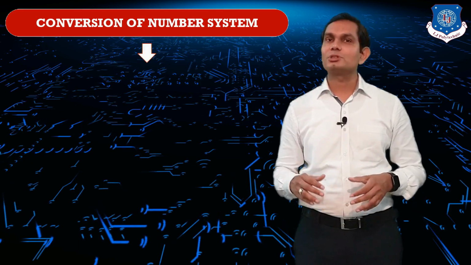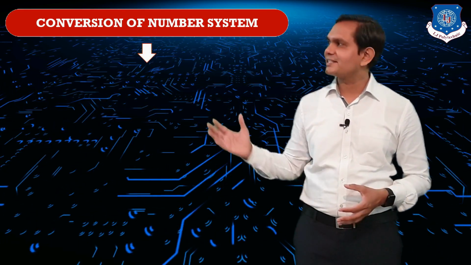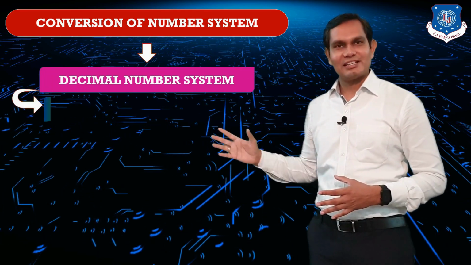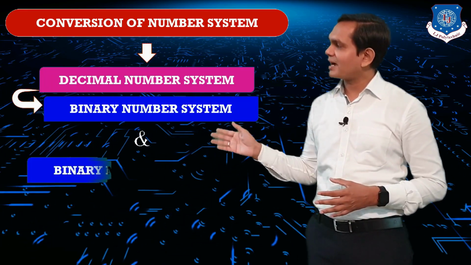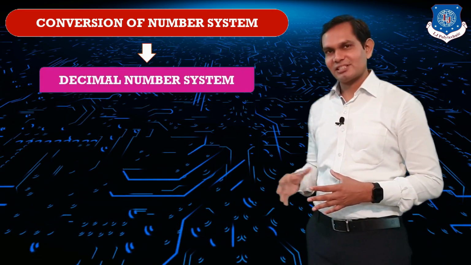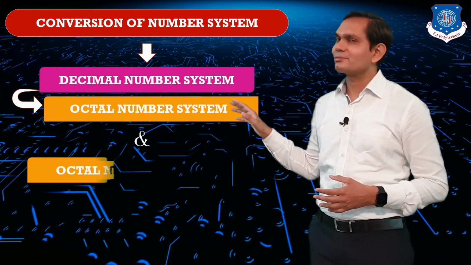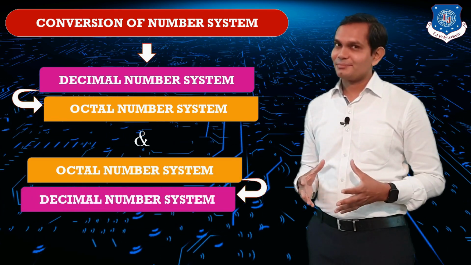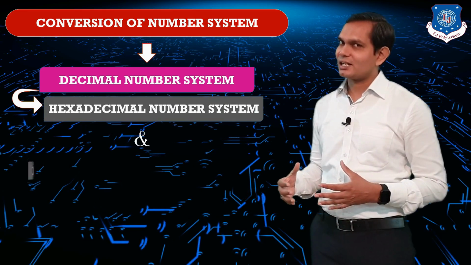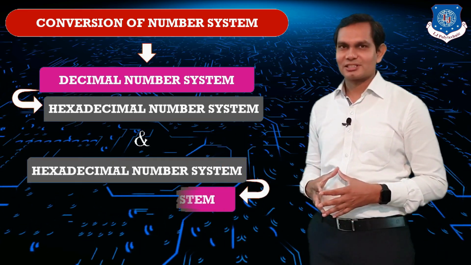The conversion of numbers from one system to another is distributed as here. Here you can see decimal to binary number systems, vice versa binary to decimal. Then decimal to octal, vice versa octal to decimal. Next decimal to hexadecimal, vice versa hexadecimal to decimal.